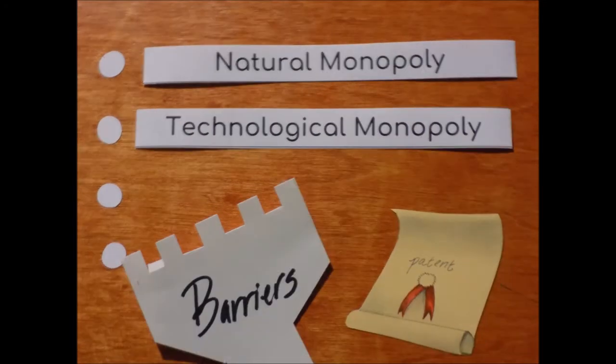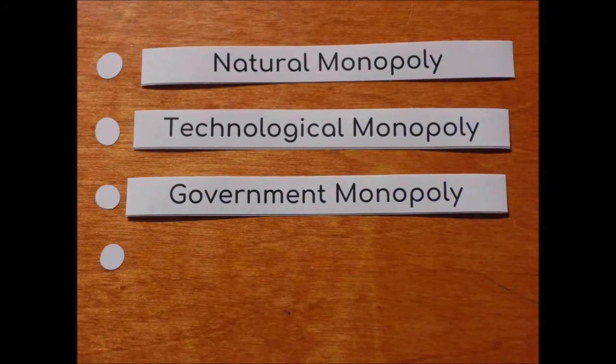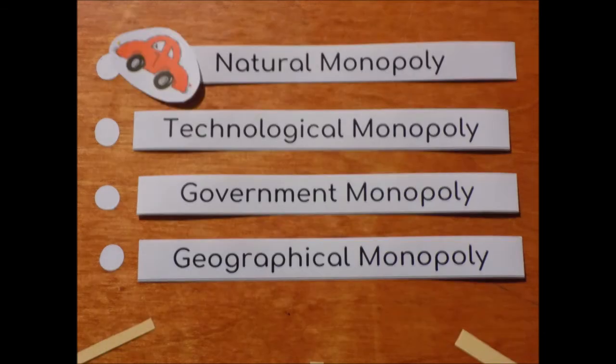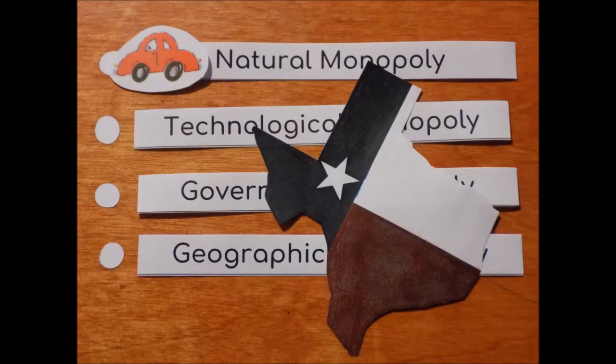Technological monopolies, where companies request patents and trademarks to protect their products from being replicated or produced. Government monopolies, where the government controls the market. And geographic monopolies, monopolies that occur geographically, like only one gas station in a 70-mile radius, or the only Kringle shop in Texas.